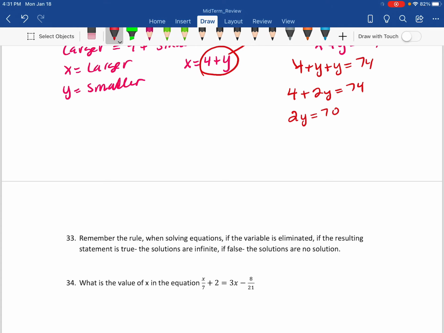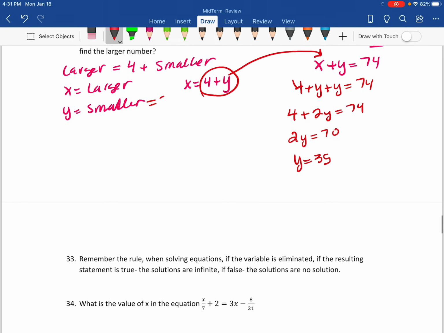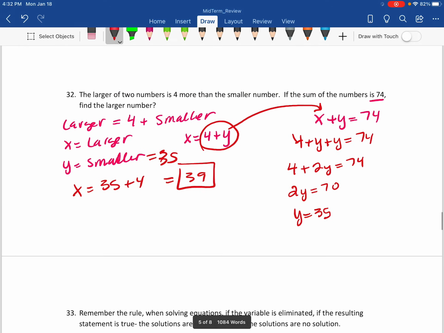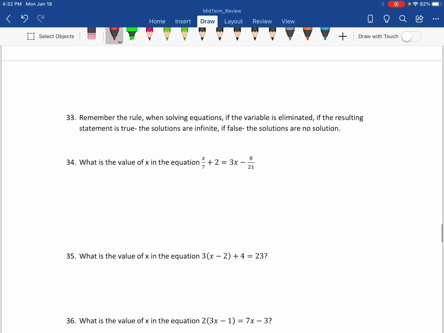70 divided by 2 gives me 35. So y is equal to 35. Now, be careful here. y is the smaller number, so we need to find the larger number. The larger number is 4 plus the smaller, so x is going to be 35 plus 4, which is going to give us 39. And we can double check our answer. We can say 39 plus 35. That should give us 74, which it does, so we did do our math correctly.